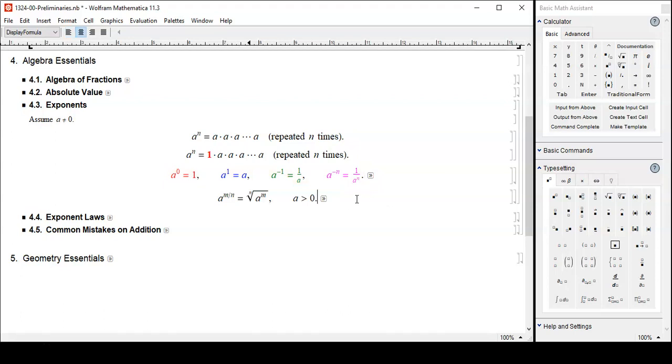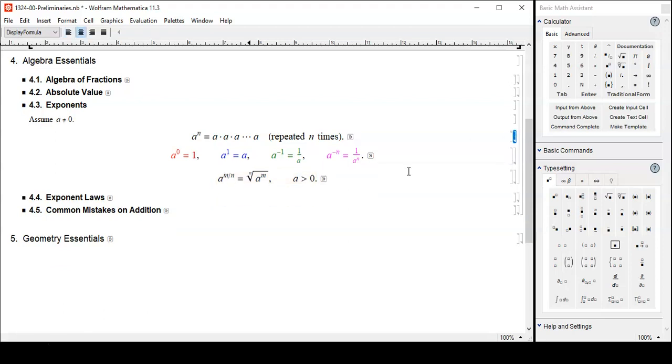Now what if you have a fractional power? In that case, we get a radical. So the denominator becomes that radical. And in this case, we're going to restrict the inside as positive.